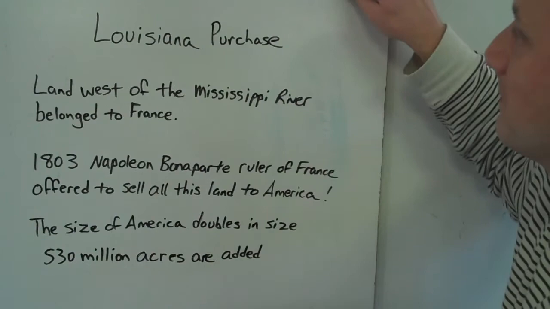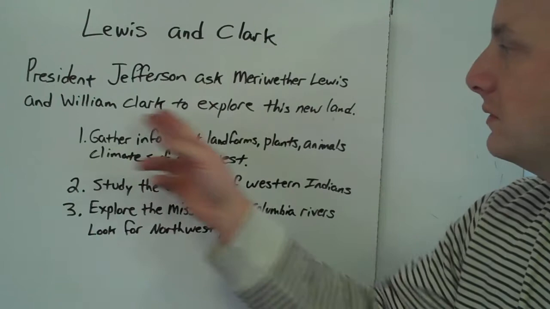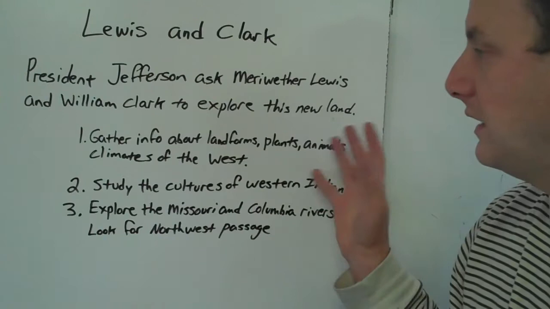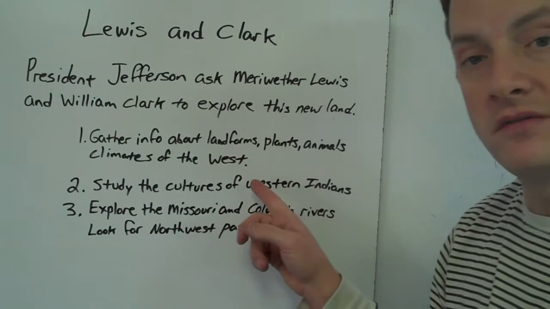Now, Jefferson is very curious about this land that we just purchased, and so he chooses two men, Meriwether Lewis and William Clark, and has them get together a group of men to travel this new land that was purchased in the Louisiana Purchase. They have three things to do. Number one, gather information about landforms, plants, animals, and the climates of the West. Number two, study the cultures of the Western Indians.